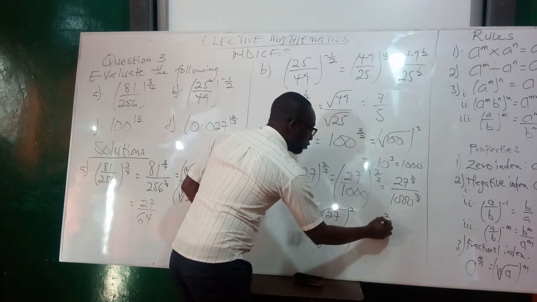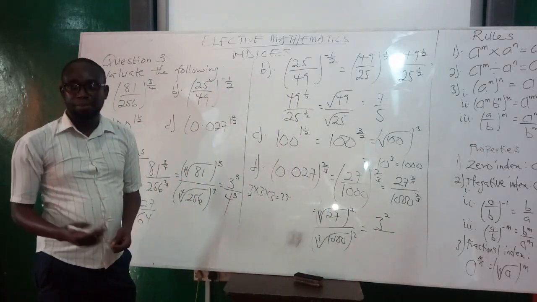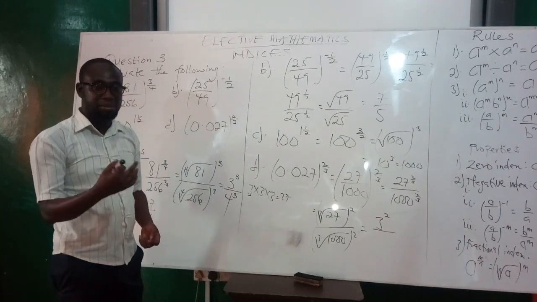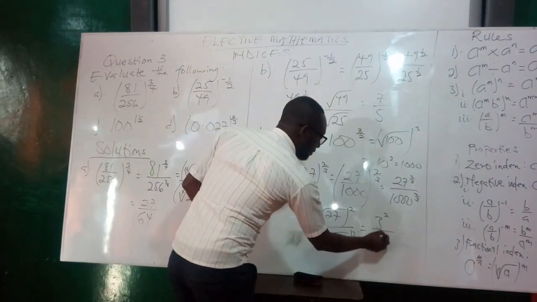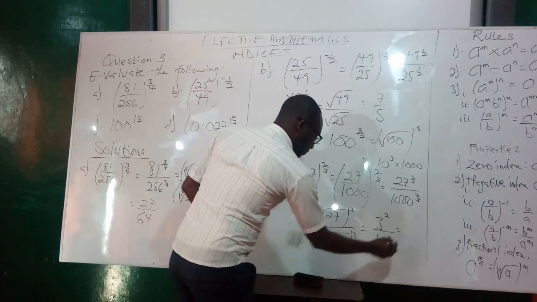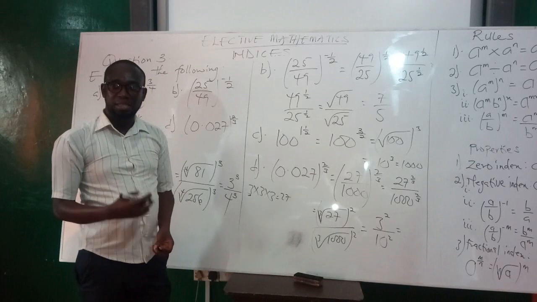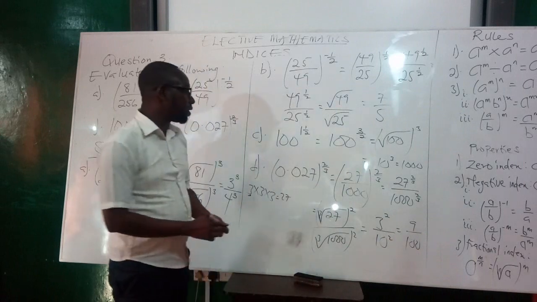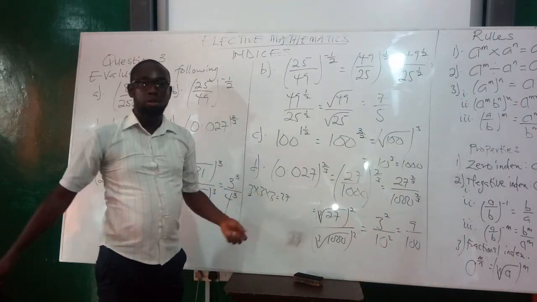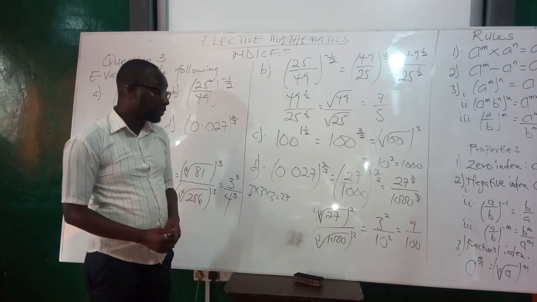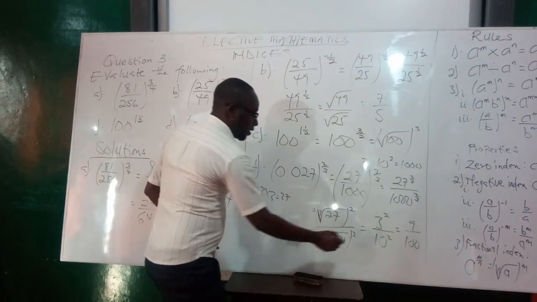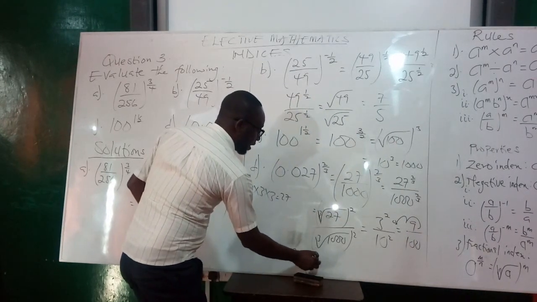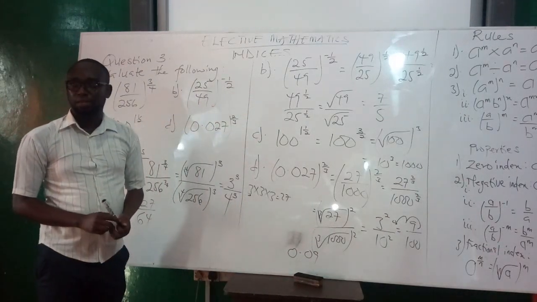Then we bring an exponent of 2. Now the cube root of 1000, the number which multiplies itself 3 times, because we have a 3 here, to give us 1000. So 10 times 10 times 10, then we get 1000. So we have 10 here, then exponent 2. Now 3 squared is 3 times 3, so we get 9. Then 10 squared is 100. Now let's not forget, our question was given to us in decimal form, so we need to convert our answer to a decimal form. So we have 0.09 as our final answer.